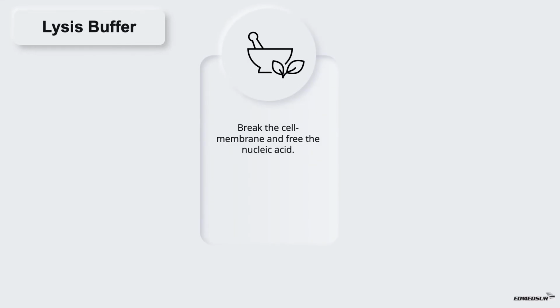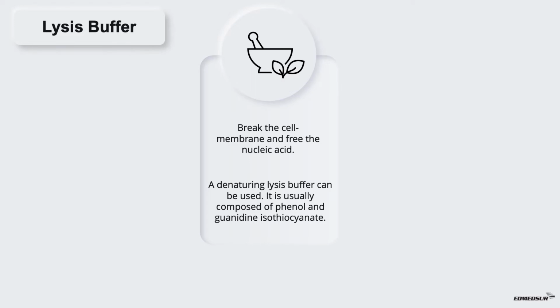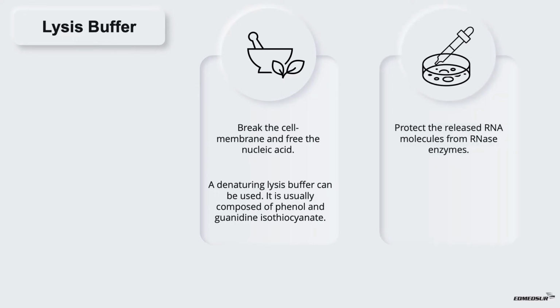Lysis buffer. For lysis, the tissue sample must undergo a treatment to break the cell membrane and free the nucleic acid. Nucleic acids are much more resistant to denaturation than most proteins. Therefore, while lysing cells for extraction of RNA, a denaturing lysis buffer can be used. It is usually composed of phenol and guanidine isothiocyanate. Another challenge is to protect the released RNA molecules from RNase enzymes. Therefore, RNase inhibitors are usually present in the lysis buffer.